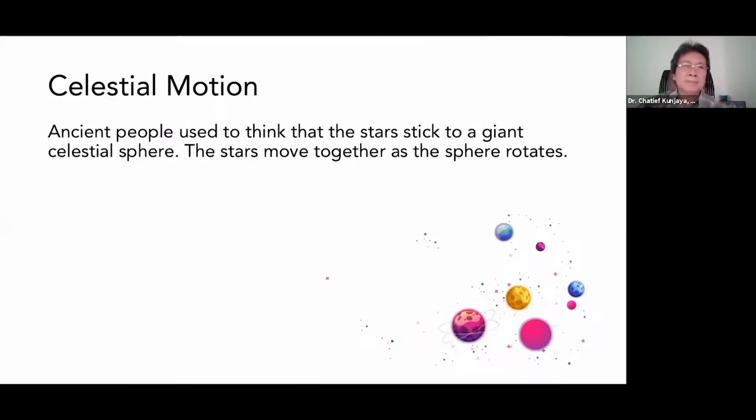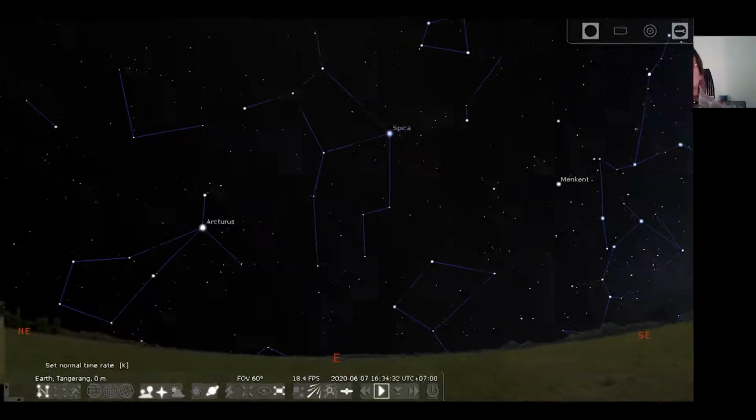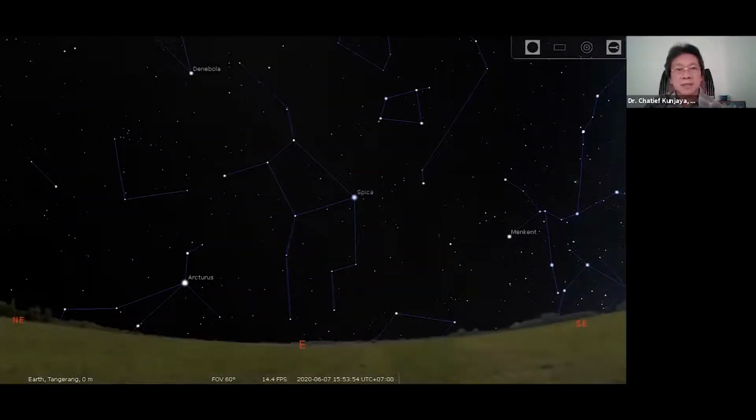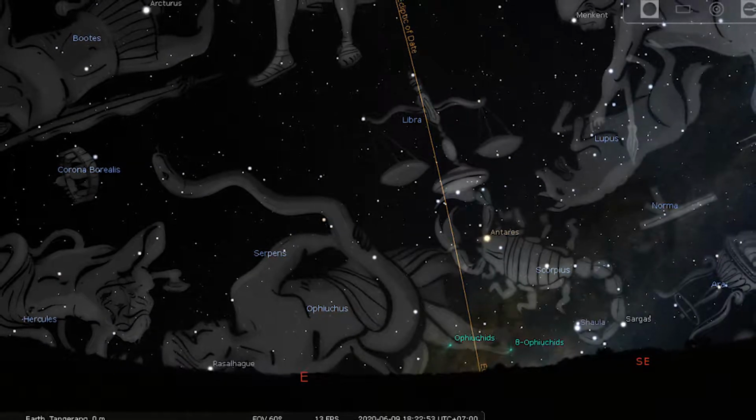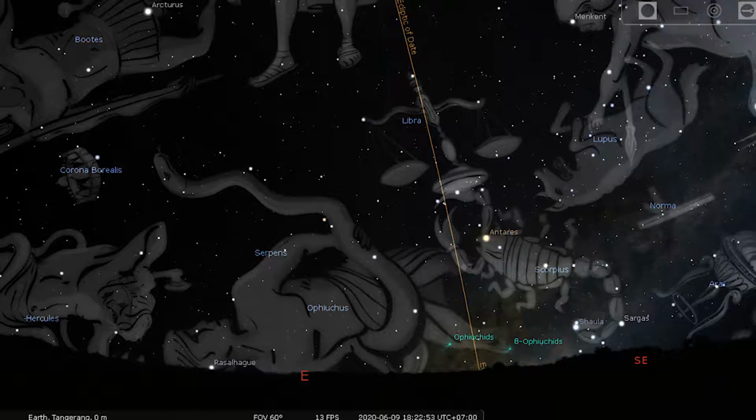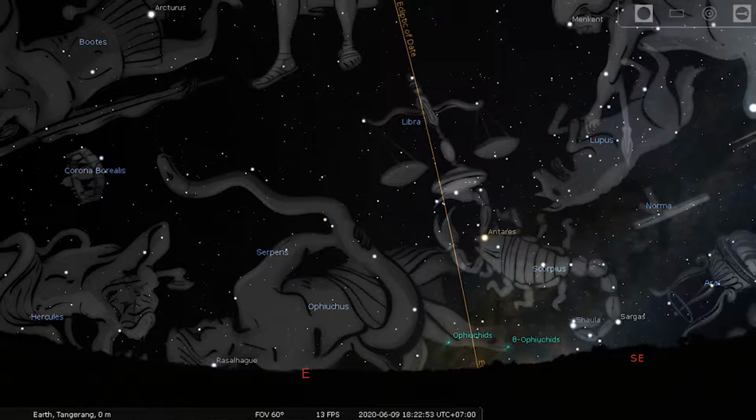We can imagine that ancient people used to think that stars stuck to a giant celestial sphere. You can imagine the sphere moving, rotating, with the Earth as the center. This is the image of what we can see in the east direction. So you can see that the sky seems like a giant sphere, rotating around the Earth.